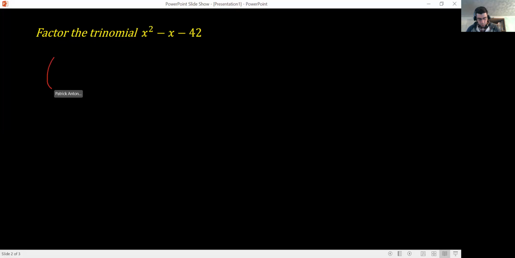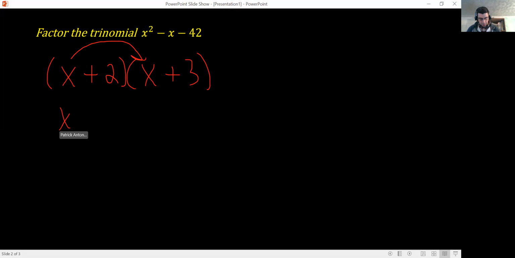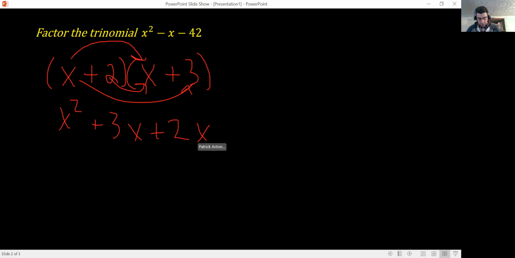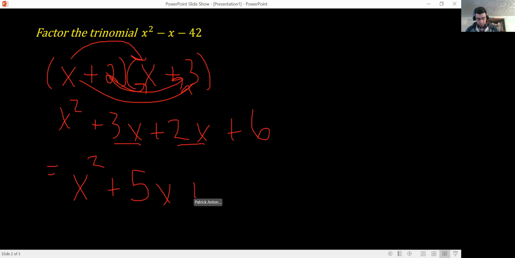It's basically reverse foiling. So if I have (x + 2)(x + 3), the product of two binomials, and we do the FOIL method. You do the first, which gives you x squared, the outers give you plus 3x, the inners give you plus 2x, and the last gives you plus 6. When you simplify that, you get x squared plus 5x, because you're combining these like terms, plus 6.